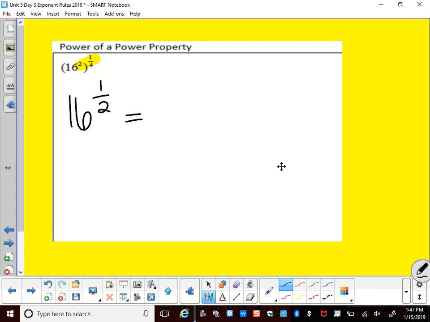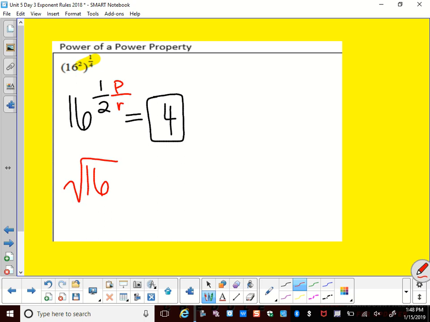Anything to the power of 1/2 is really just the square root. Square root of 16 is 4. They're the same thing. Remember how we talked about power over root? I could type in 16, the power is 1, my root is 2. It's just the square root of 16. Just a little trick. You don't have to really know that.